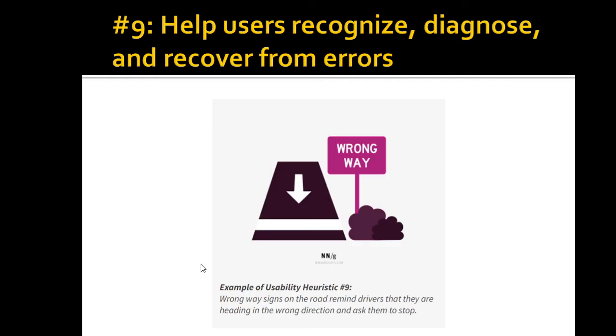So maybe here's a real world example. It says here wrong way. So the wrong way sign on the road reminds drivers that they are heading in the wrong direction and asks them to stop. And maybe even better if they can place here something, maybe where is the correct way. So this is already a good example of usability heuristic number 9.